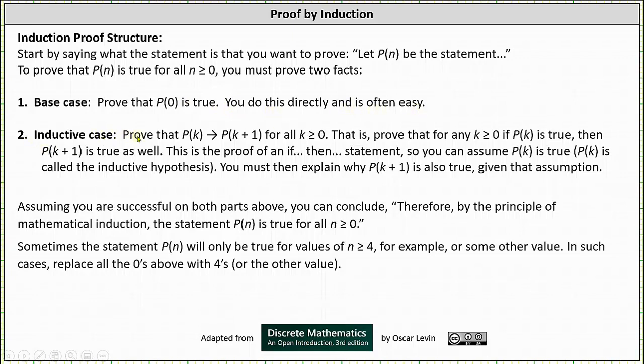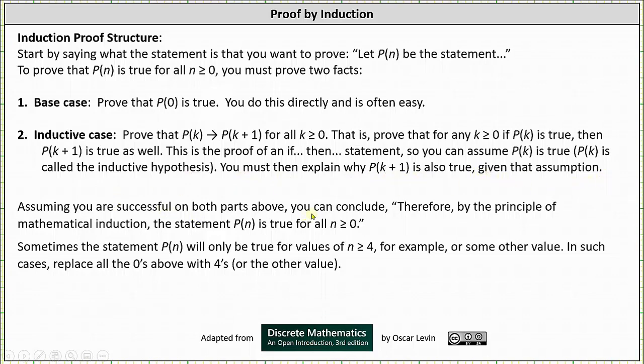Second, the inductive case. Prove that P of k implies P of the quantity k plus 1 for all k greater than or equal to 0. That is, prove that for any k greater than or equal to 0, if P of k is true, then P of the quantity k plus 1 is true as well. This is the proof of an if-then statement, so you can assume P of k is true. P of k is called the inductive hypothesis. You must then explain why P of the quantity k plus 1 is also true, given that assumption.